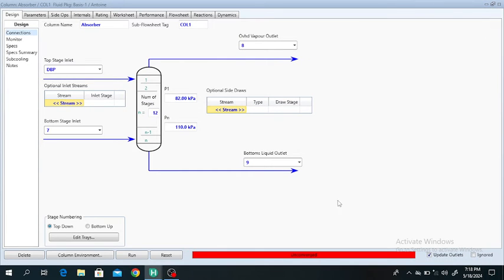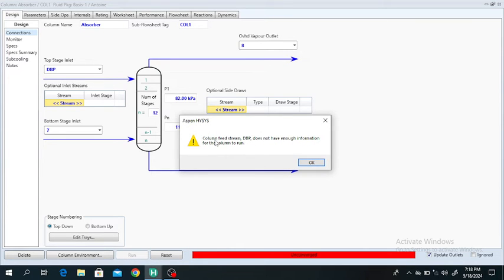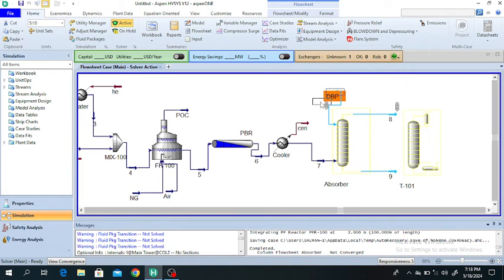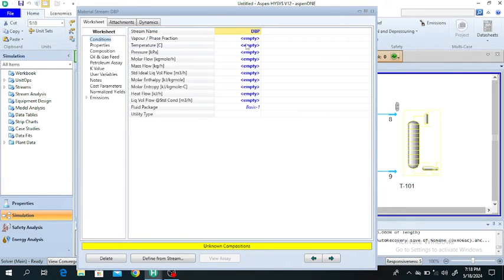So here it shows unconverged. Click on run. The error message says the column feed stream dibutyl phthalate doesn't have enough information for the column to run. So we have not defined the absorbent. We will define this stream. This is the temperature. Suppose the temperature of this stream is 30 degrees centigrade. Remember, the boiling point of dibutyl phthalate is 340 degrees centigrade. So it is in the liquid phase at 30 degrees. Okay, you can use 60 degrees, 70 degrees, 200, 100, etc. It depends on your problem.